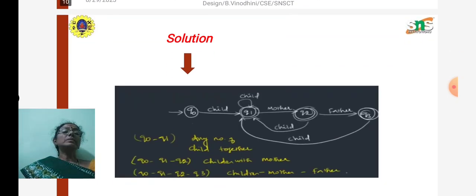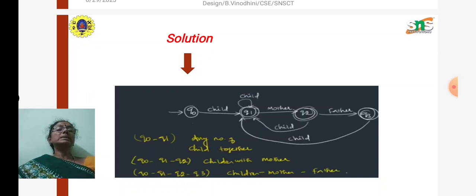So the solution for our problem statement: what is the first scenario? Any number of children can sit together. First start with the child: from the q0 state, reading a child goes to q1. So from q0 to q1, any number of child transitions is accepted. From q1, if a child arrives again, that can also be accepted.